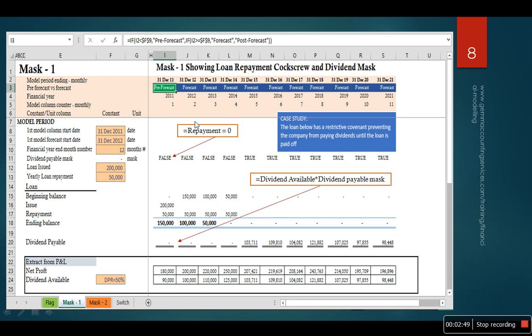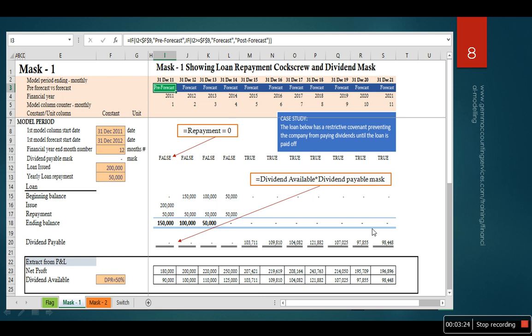So this is the mask that we tested. Repayment, is it equal to 0. So we have a true or false given here, and we multiply this true or false by the dividend available that we can pay, but we can't pay because we have a loan repayment ongoing. So until the loan repayment becomes 0, the dividend payable appears.